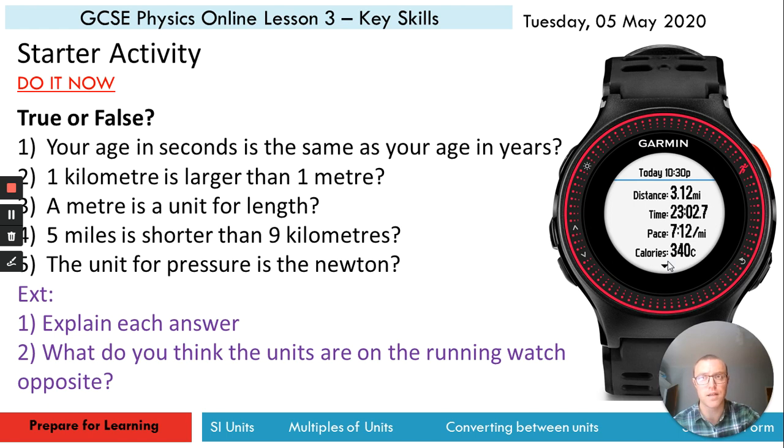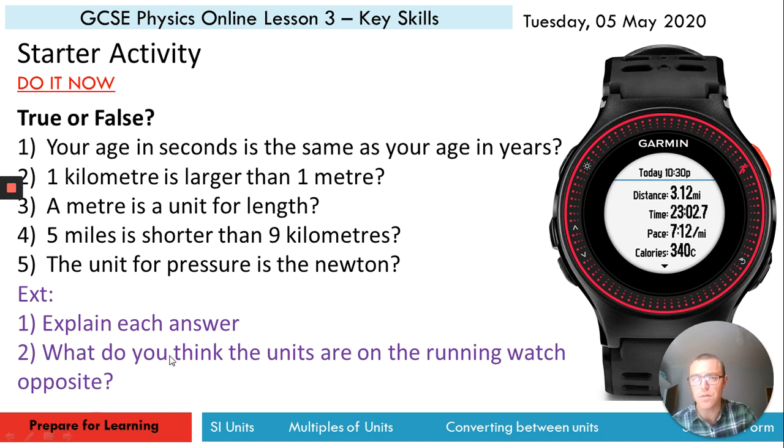Okay, let's get stuck right in with some questions, see how much you remember. For the do it now, try to answer these questions true or false. 1, your age in seconds is the same as your age in years. 2, 1 kilometer is larger than 1 meter. 3, a meter is a unit for length. 4, 5 miles is shorter than 9 kilometers. 5, the unit for pressure is the newton. And as an extension, if you're a higher or a triple student, can you explain each true or false answer?